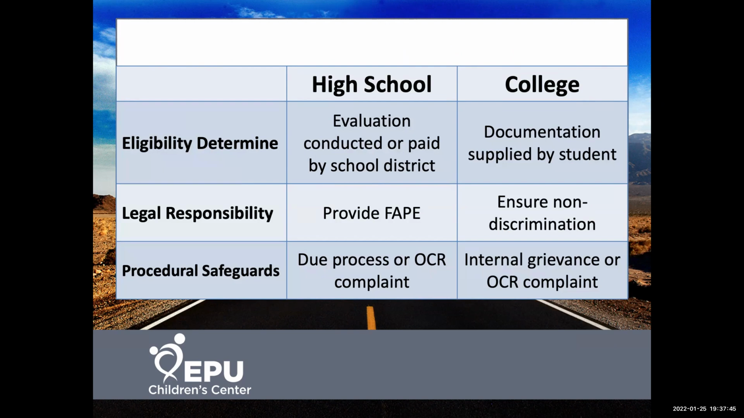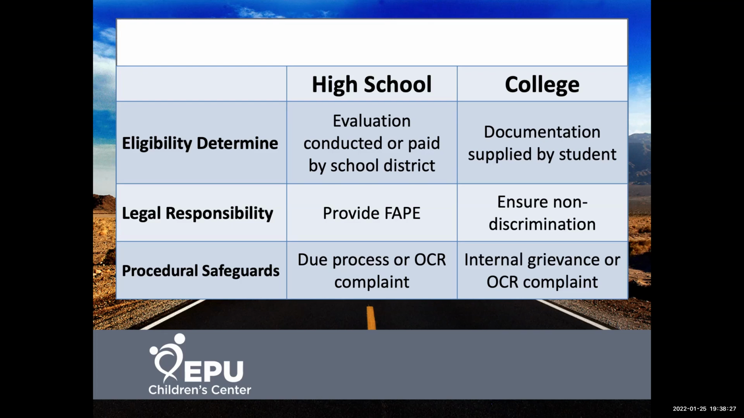Go ahead. All right. So eligibility, to determine eligibility, the high school's responsibility is the evaluation conducted or paid for by the school district. And in college, like I just mentioned, the student has to provide that documentation. And if you don't have it, you go get it and you pay for it yourself. The legal responsibility of the high school is to provide FAPE, which is a free, appropriate public education. And in college, their legal responsibility is just to ensure non-discrimination. So they're not allowed to discriminate against you for having a disability, but that is it.